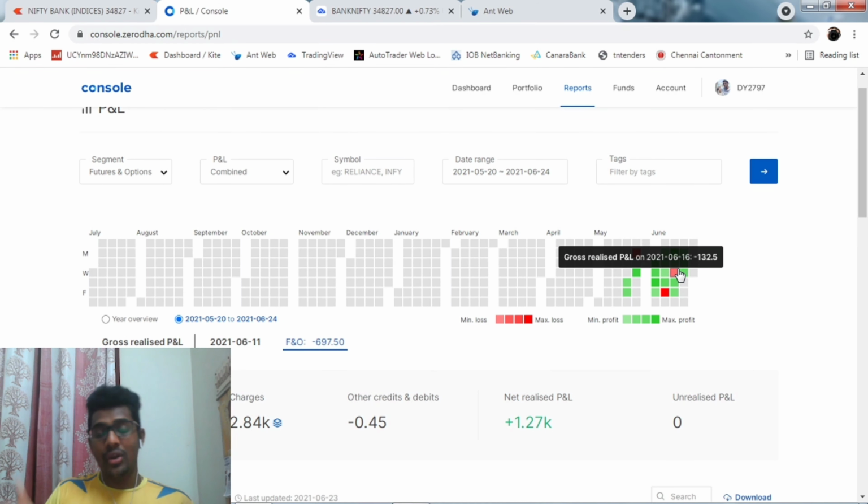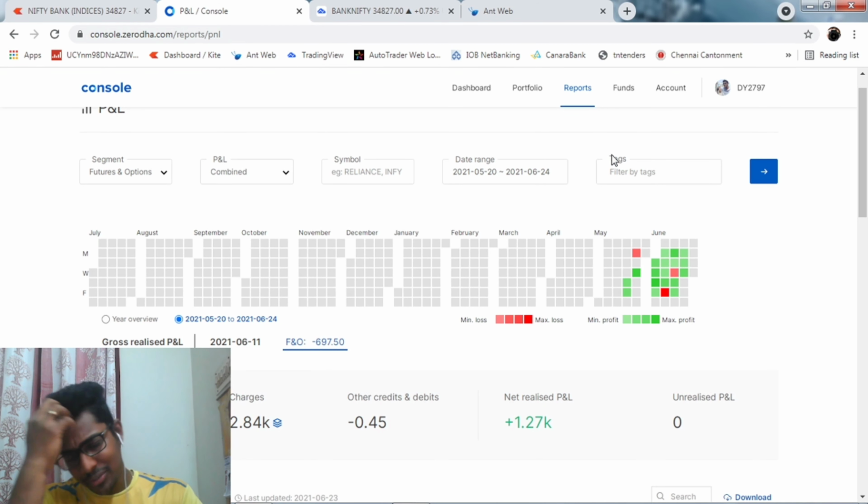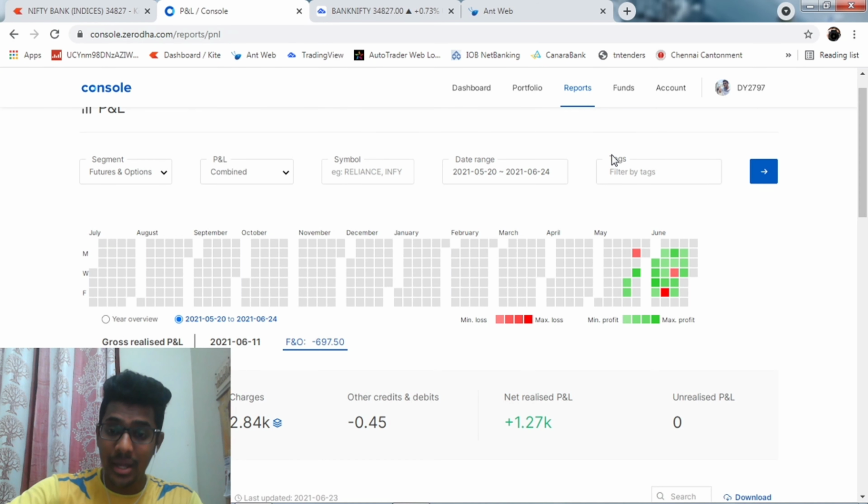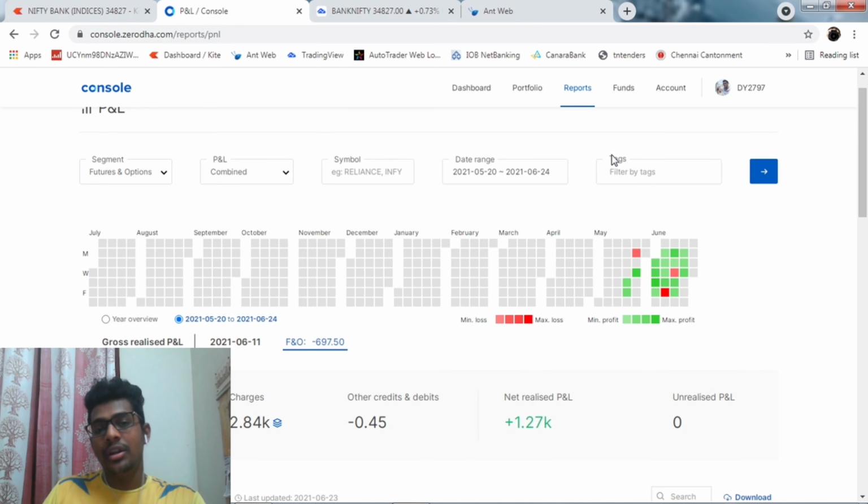If you're able to make 10% in a month with this small 10k account, then with the same work in a 1 lakh account, you will be able to make maybe 7,000, 8,000 a month. It's a decent income, right?